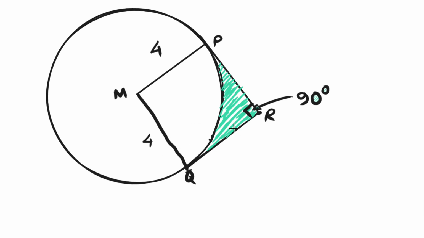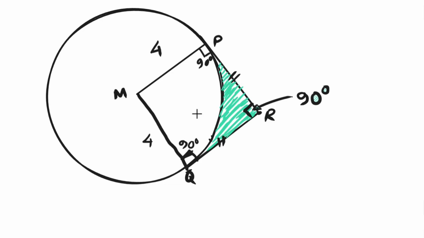Next, let's recall a very important theorem. A radius drawn to the point where a tangent touches a circle is always perpendicular to the tangent. The reason this works is because the radius meets the tangent at exactly 90 degrees. Therefore, angle MPR is 90 degrees, and angle MQR is also 90 degrees. Now let's use another useful theorem. When two tangents are drawn from the same external point to a circle, the two tangent segments are equal in length. That tells us that PR equals QR.